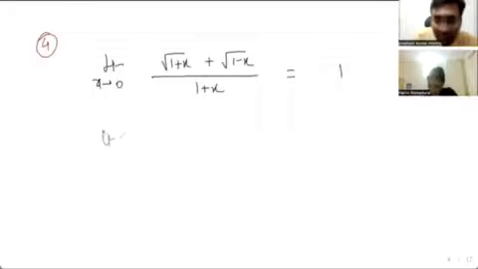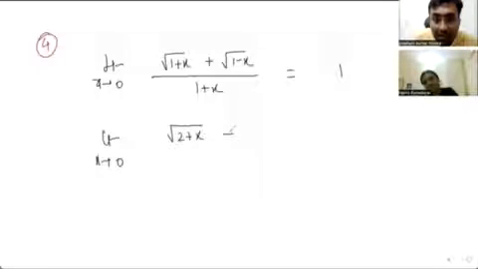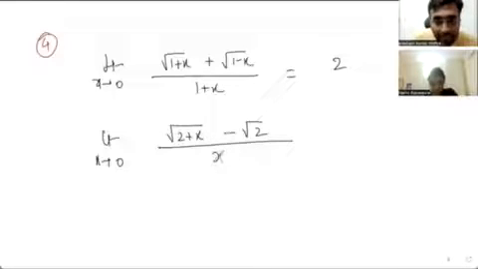Now I'm giving you a rationalization question. See, x tends to 0 of under root of 2 plus x, minus root 2, divided by x. Now, let's say this is a rationalization problem. If you put x equals to 0, that will be a 0 by 0 form.